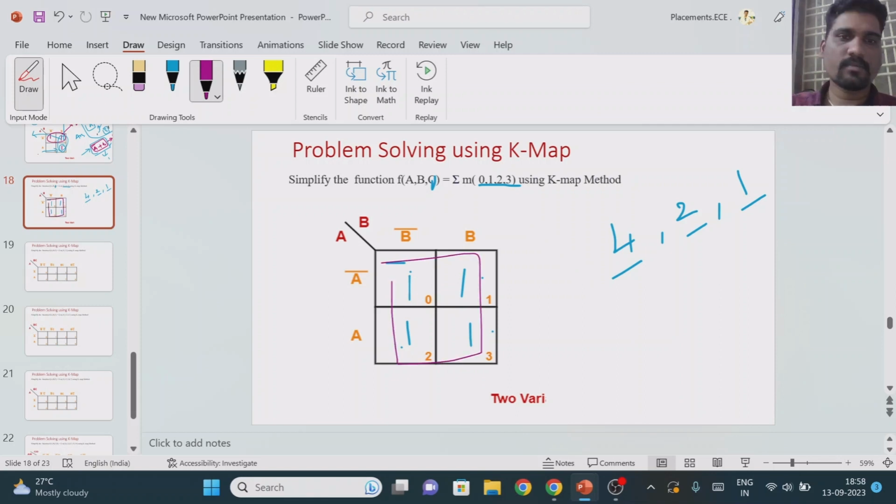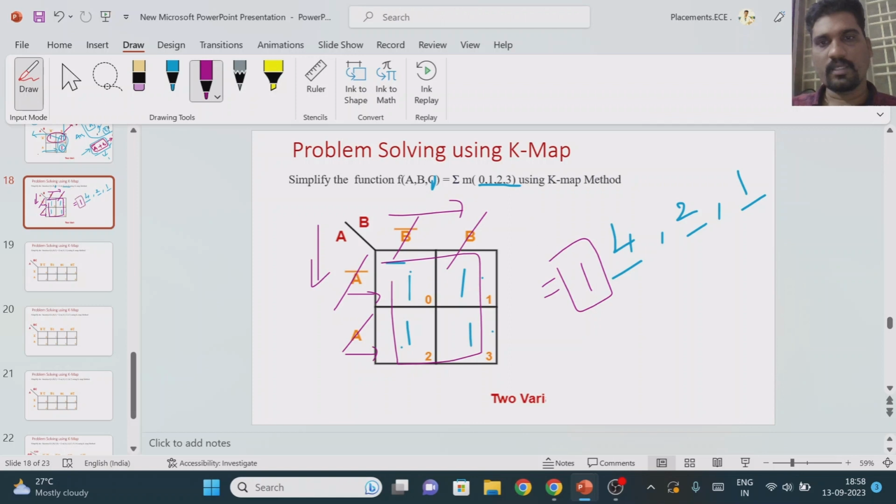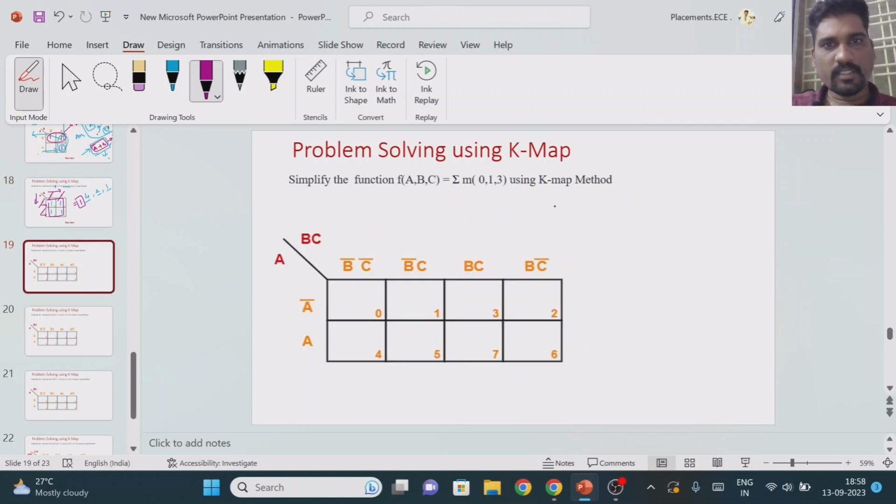Now what is the answer? This is the combination of this cell and this cell in this direction, so a bar will get cancelled, and in the other direction b bar will get cancelled. So the final answer is 1. If all cells are filled, then the answer is 1. Remember that point.